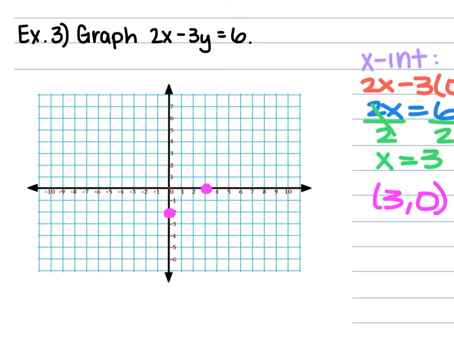And then we're just going to draw a line through those 2 points. Make sure that the line has arrows at the top and bottom of it. And then we're done.